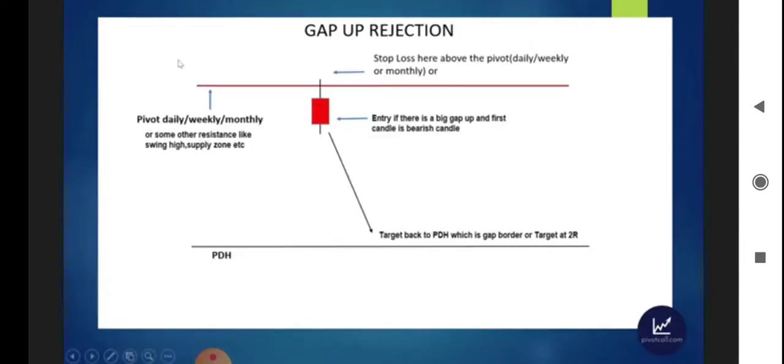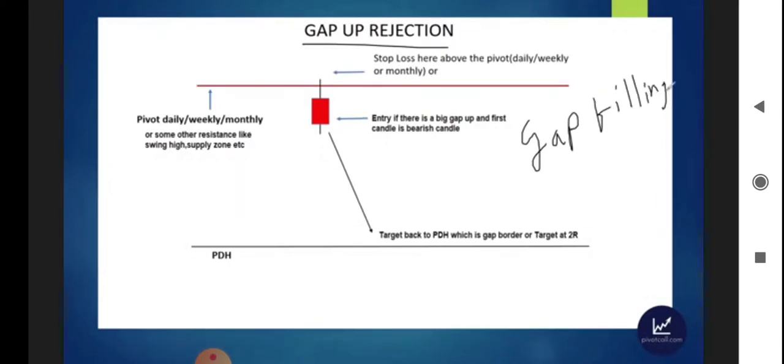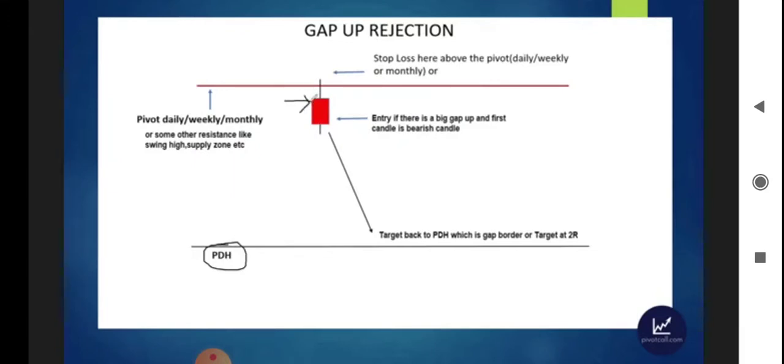Okay, now we'll discuss a pattern called the gap up rejection pattern. Gap up rejection pattern is nothing but a gap filling strategy. Remember we discussed gap filling. Markets don't like gaps. Most of the time gaps get filled. That's what I discussed in the first session, right? So this is the gap up rejection, or gap filling strategy. What is the gap you can see here? Previous day high and next day first candle, right? So this is the gap.